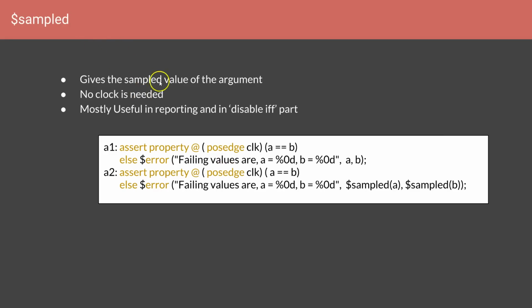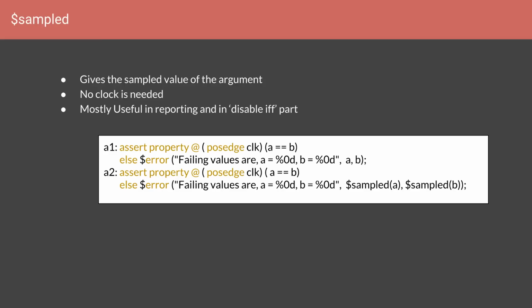The $sampled function will return the sampled value of the argument in the current time region. Remember the previous diagram, where I explained the SystemVerilog regions. The sampled value is the value taken from the preponed region of the current time region. So if in some case you want to process the sampled value of a signal, you could use this $sampled function.